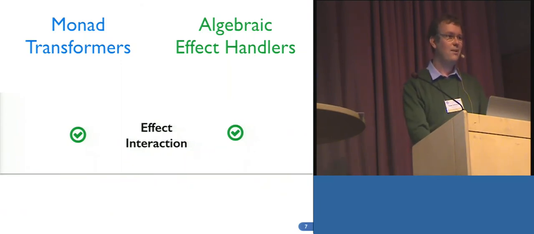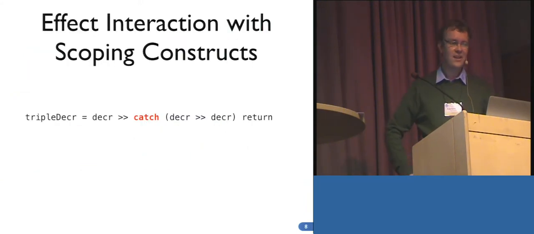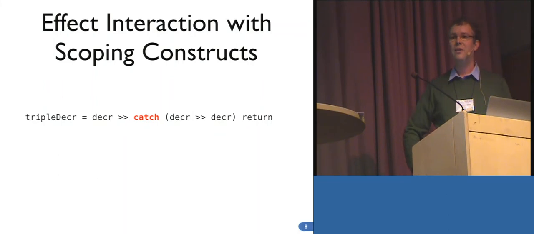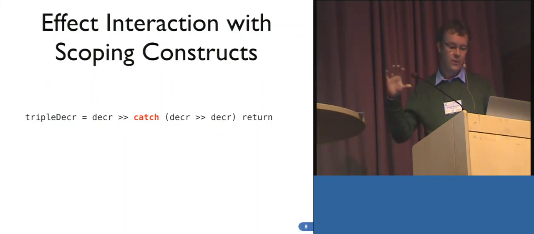But should we really generalize from just one example? Now let's have a look at another one. Here's the triple decrement program, which is going to decrement 3 times in a row.